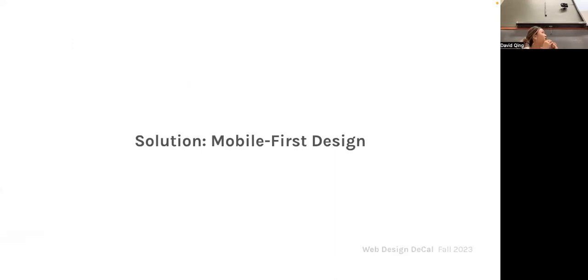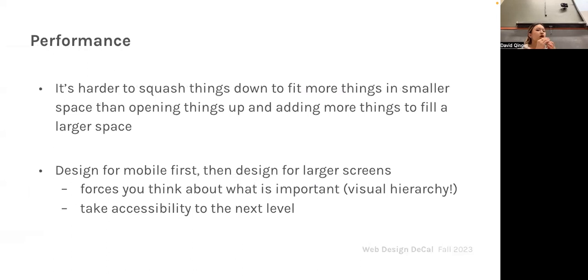So basically, we covered a lot of things about how mobile design is really important, right? But how do we transfer that between desktop and mobile design? Do we do 2 completely different designs? Well, our solution is a mobile first design. It's a lot harder to squash things down to fit more things in a smaller space than opening things up and adding more things to fill a larger space. I'm sure you guys have had your fair share of squishing everything into a luggage, versus when you're unpacking, it's much easier, right?